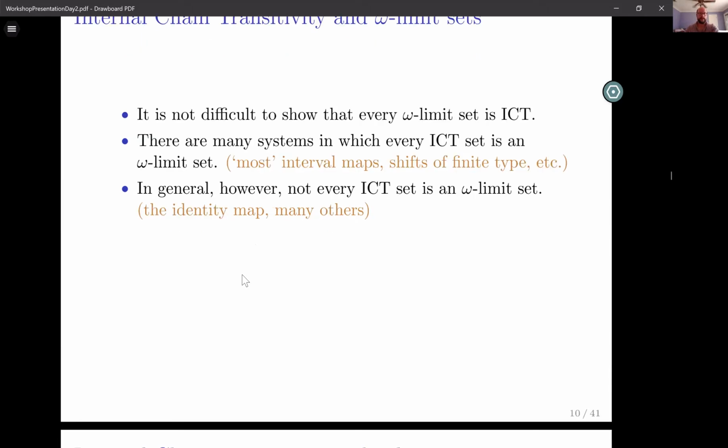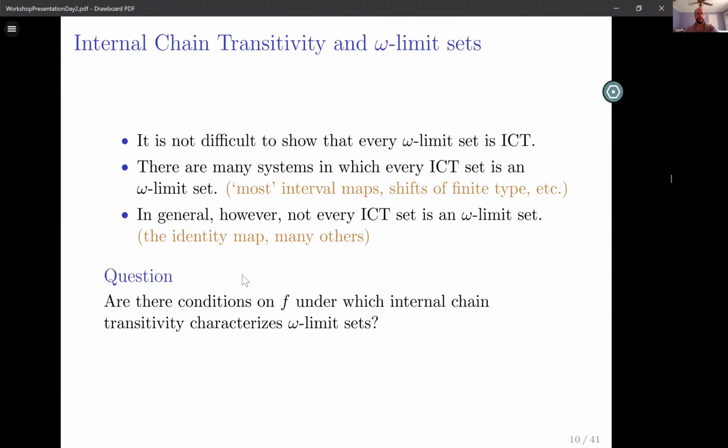All right, so the question that we're going to start today with is, are there conditions on the map F under which the idea of internal chain transitivity completely coincides with the notion of omega limit sets? Okay. And of course, if the answer to that question was no, this would be a very boring talk. So of course, we expect the answer to be yes. So let's see how this is going to go.